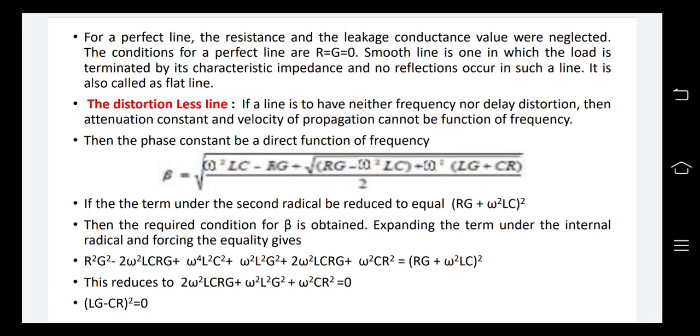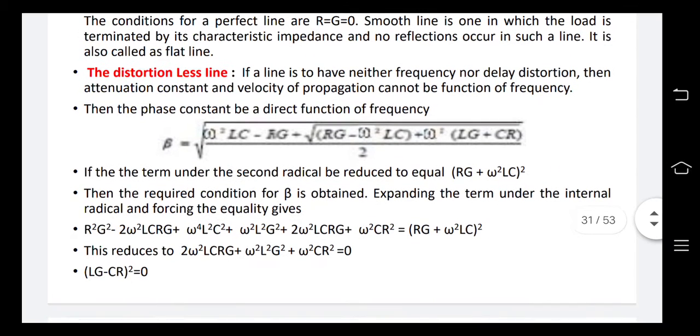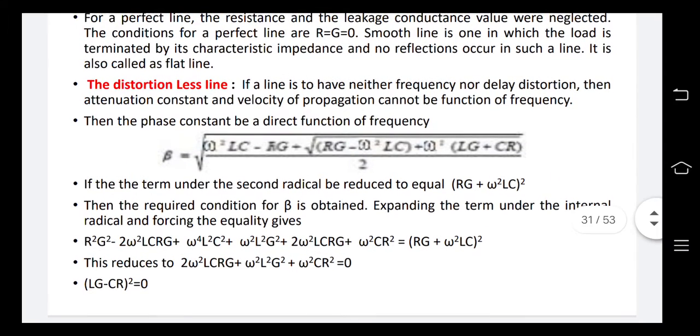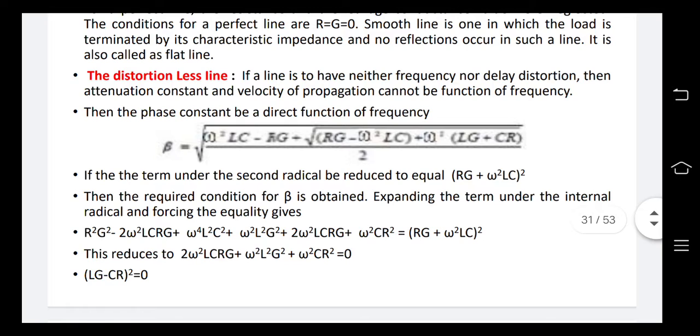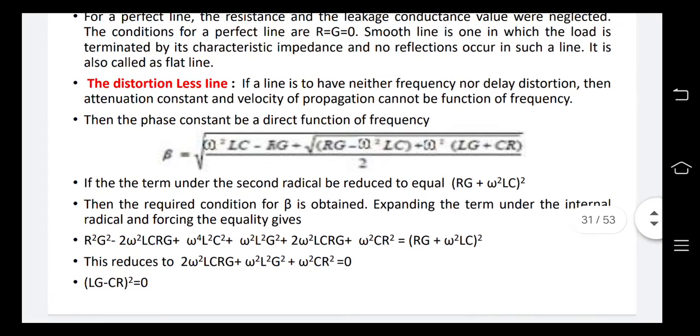In the distortionless line, if a line is to have neither frequency nor delay distortion, then the attenuation constant and velocity of propagation cannot be functions of frequency. Then the phase constant should be a direct function of frequency. Thus beta equals the square root of [omega square LC minus RG plus the square root of (RG minus omega square LC) whole square plus omega square (LG plus CR) whole square] divided by 2. If the term under the second radical is reduced to equal (RG plus omega square LC) the whole square, then the required condition for beta is obtained.